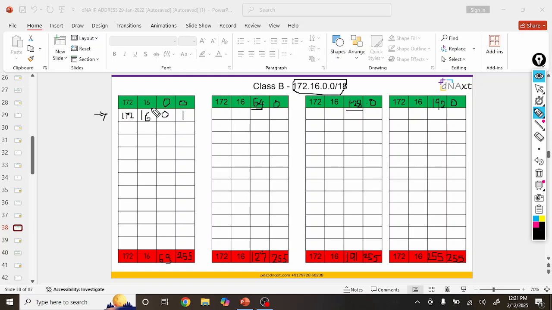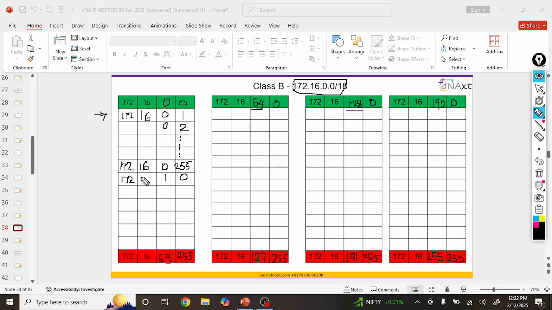In the same way, in IP addresses 0 to 255 is the scale. When the extreme right rotates from 0 to 255 completely, then and only then in the third octet there will be a shift from 0 to 1. So 172.16.0.1, 0.2, 0.3, and finally we will get 172.16.0.255. Then after this you cannot make it 256. So when 256 is not possible, then it will be 1.0.